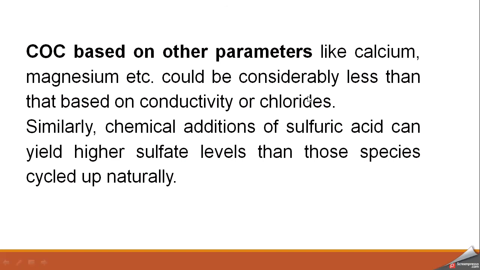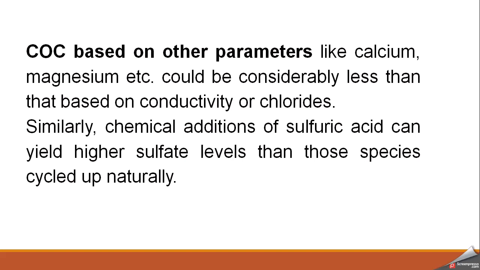Similarly, chemical additions of sulfuric acid can yield higher sulfate levels than those of species cycled up naturally. Why? Because when we add sulfuric acid to control pH, it also provides additional sulfate other than the sulfate provided by makeup water. That's why it shows a higher cycle of concentration as compared to the actual one.